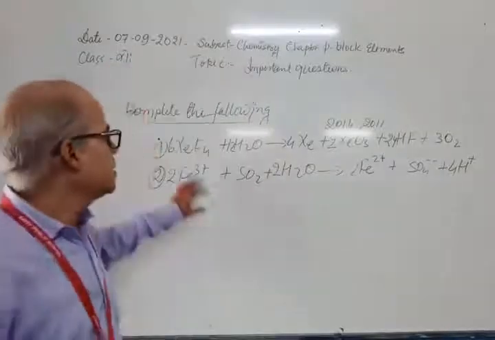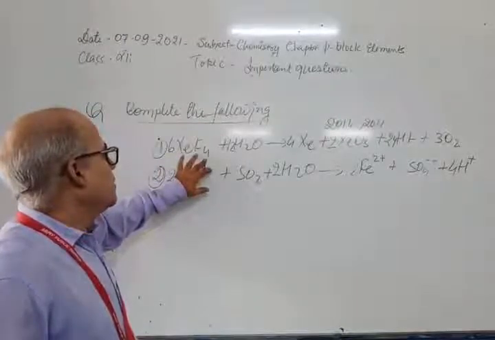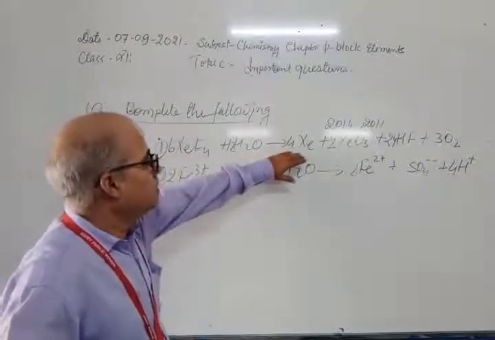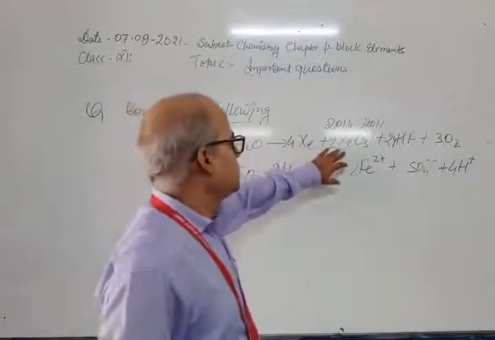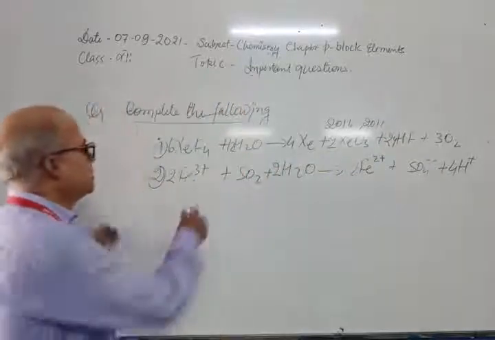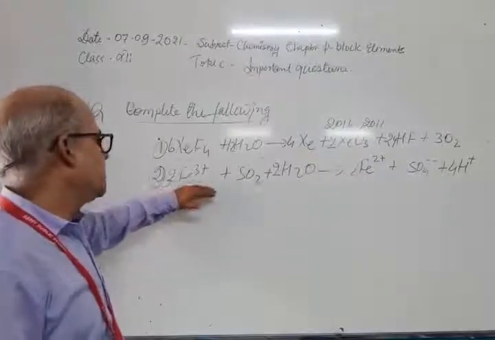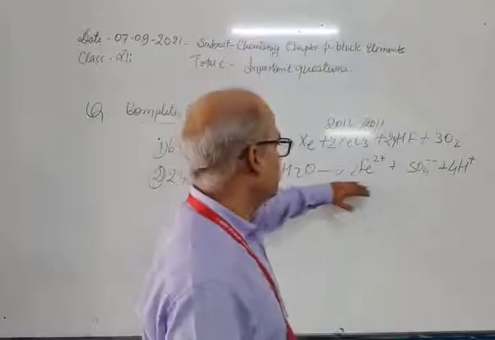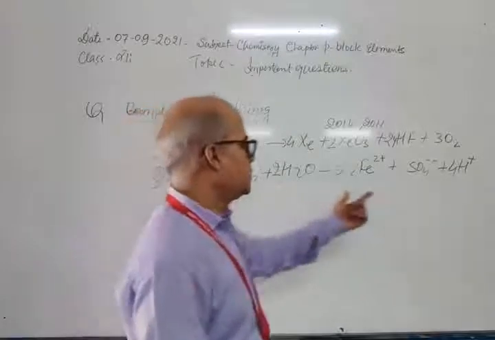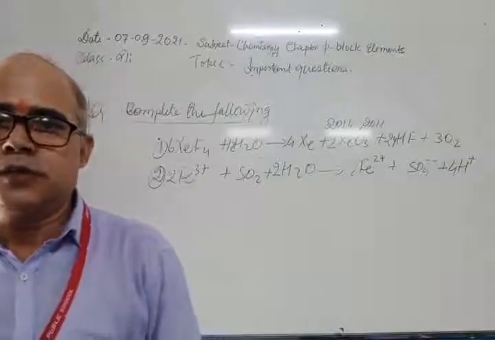Now see this equation, 6Fe4 when reacting with 12H2O, it gives 4Hc plus 2HCO3 plus 24HF plus 3O2. When it reacts with this, this product is formed. Okay, now 3Fe plus 3SO2 and H2O react, then ferric is reduced into ferrous, and sulphide is converted into sulphate. Okay, this way we completed some questions.